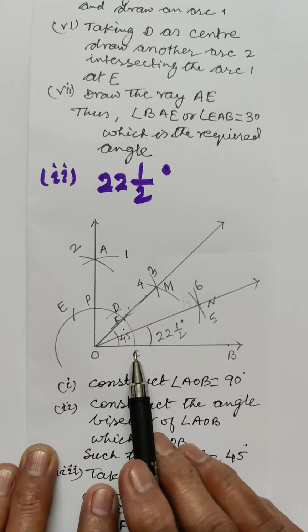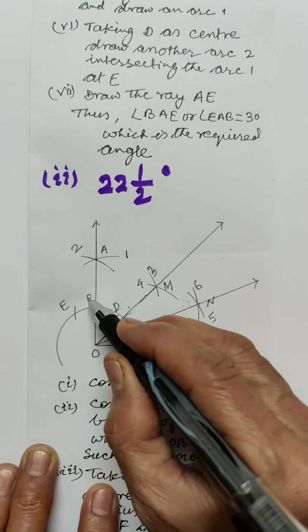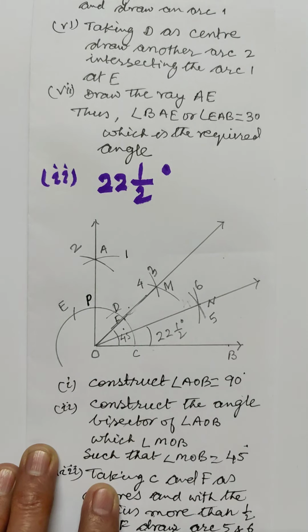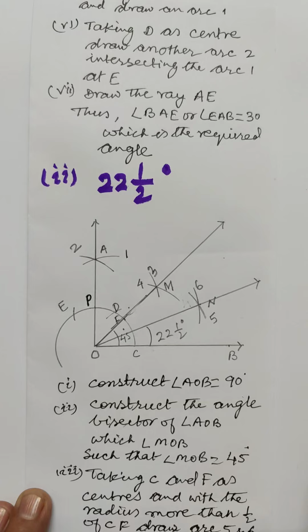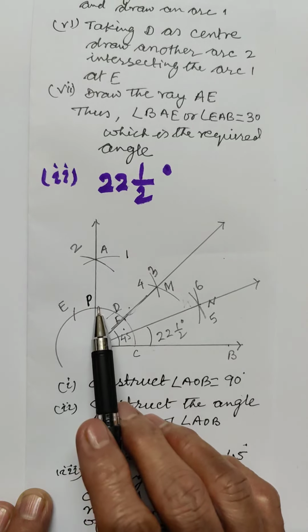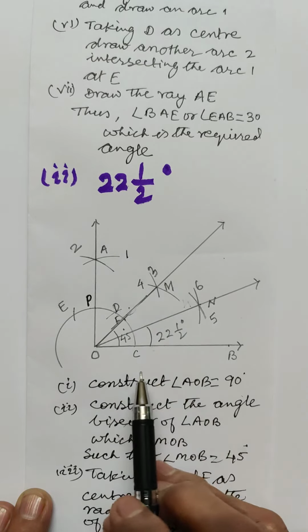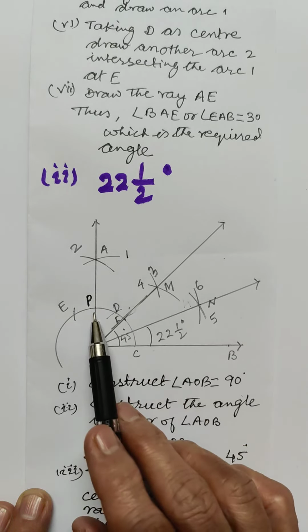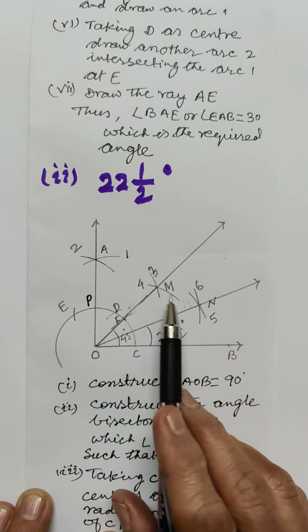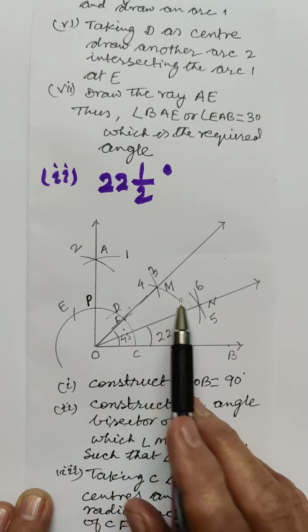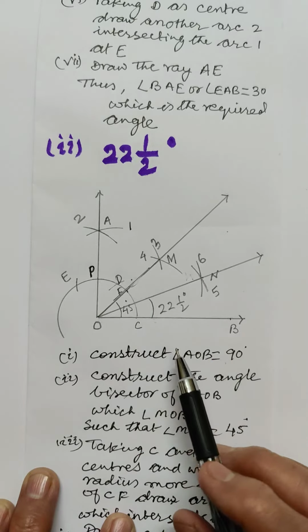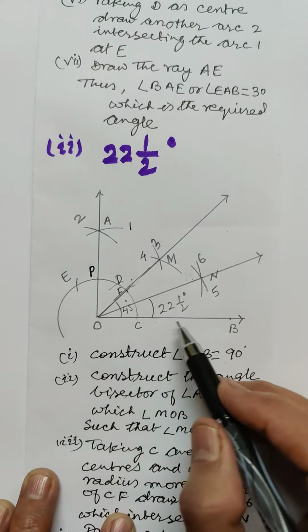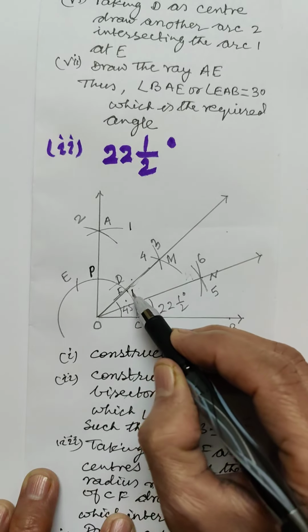Now taking C as a center and this point as P, with C and P as centers, we have constructed arc number 3 from C and 4 from P. Suppose arc number 3 and 4 intersect at M. This way MOB is 45 degree and the 45 degree angle intersects the arc at F. Say it is point F.